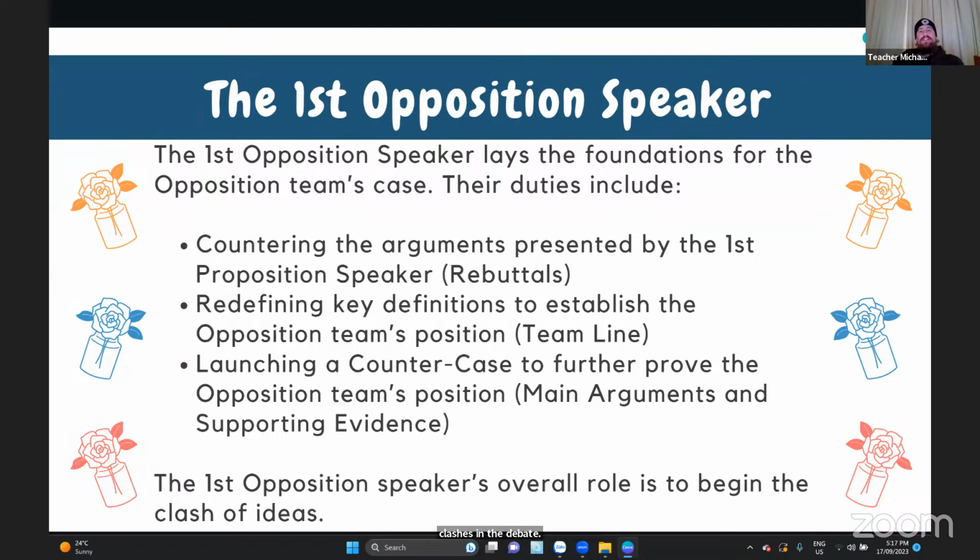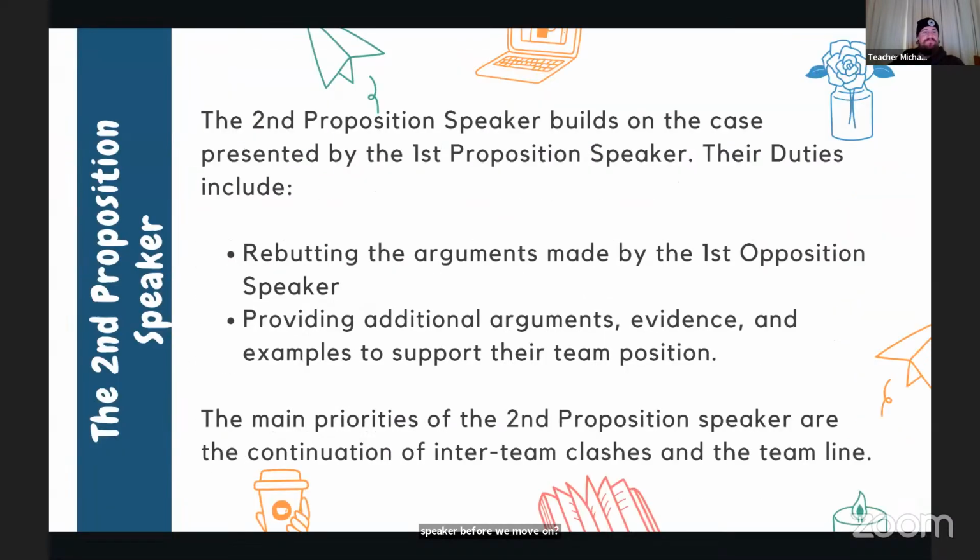Do we have any questions about the first opposition speaker before we move on? Terrific. We move now to the second proposition speaker.